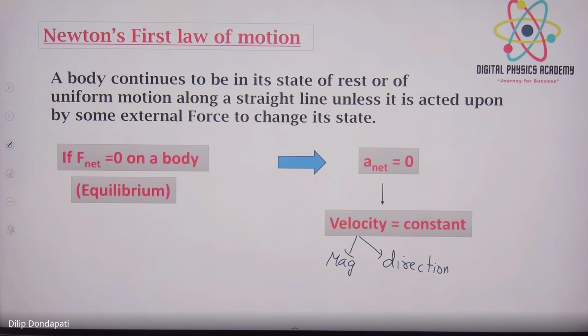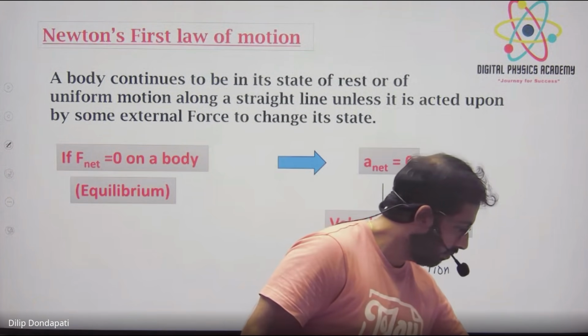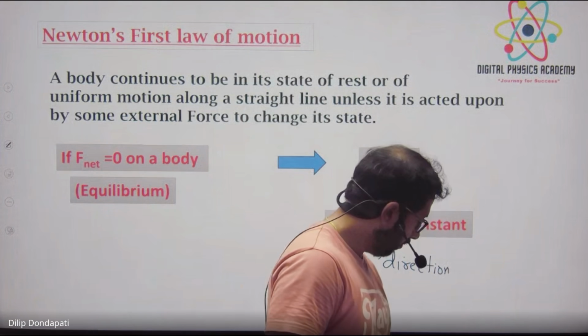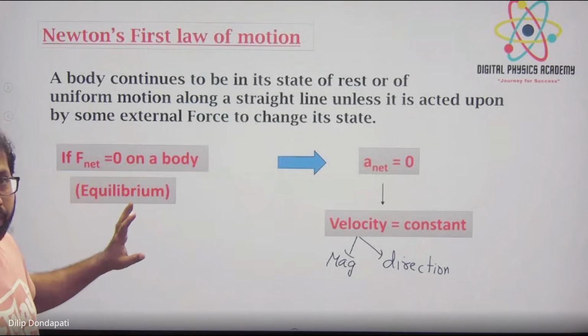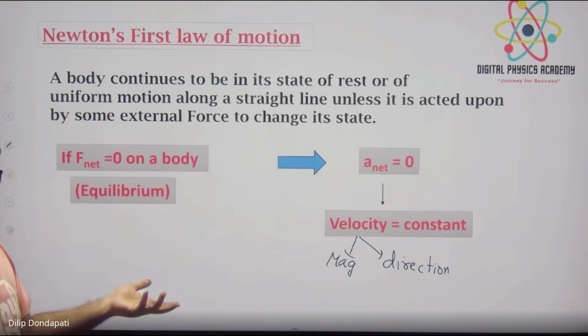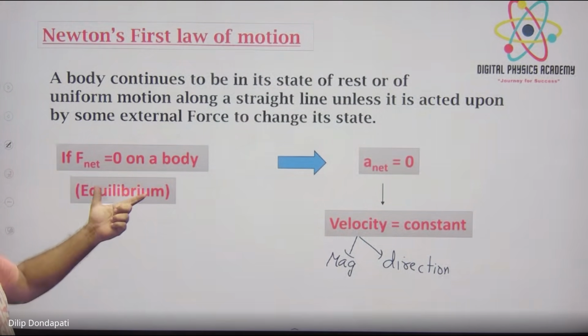Copy it? So, sir, next. Newton's first law of motion: F net is always zero. Net force is zero, then only all these things will happen. If an unbalanced force acts, it will not stay at rest, right? That's why, whenever net force is zero, it is called equilibrium.